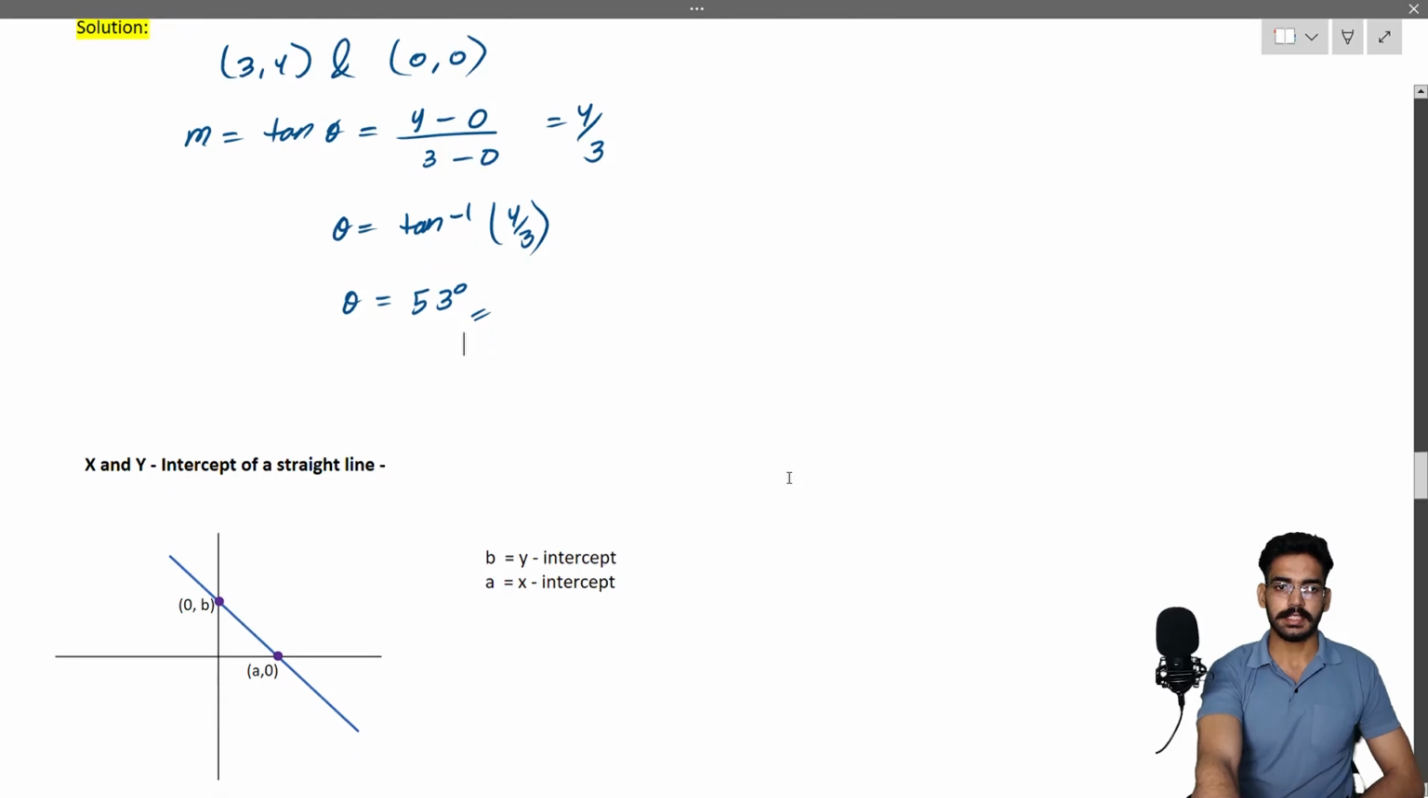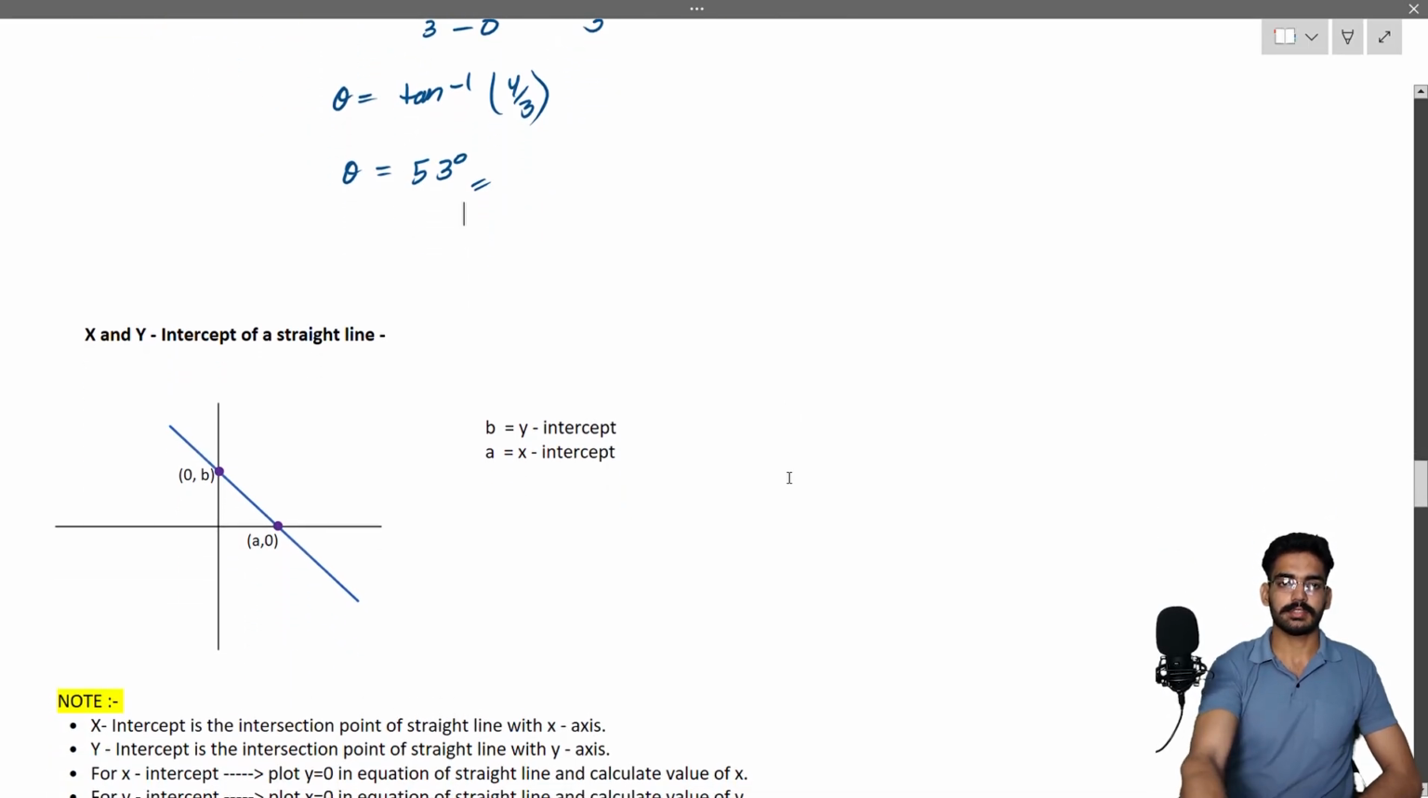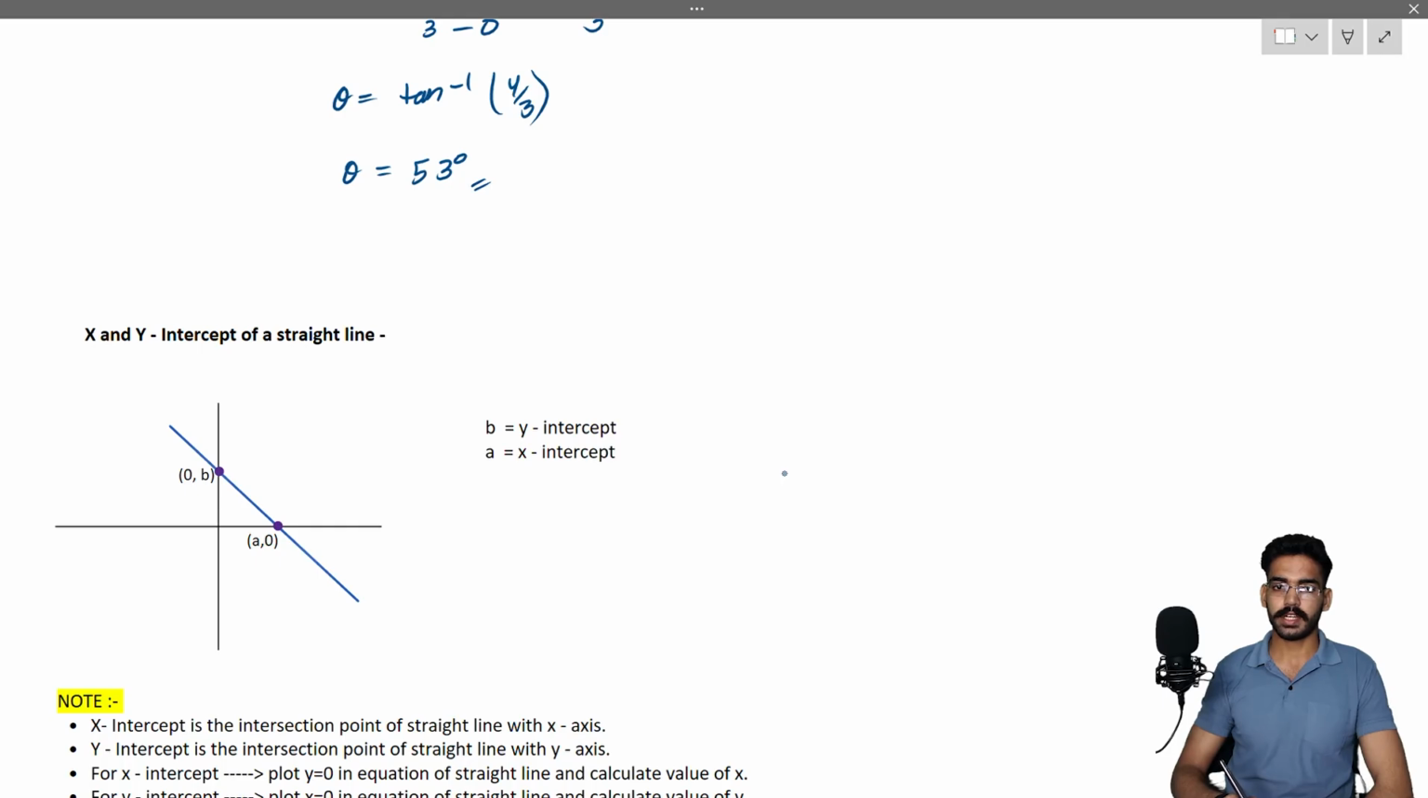Now let's see the next thing. What are we going to see? The x-intercept and y-intercept of a line. How do we find the x-intercept and y-intercept of any given line? Where the line is cutting the x-axis, that point we call the x-intercept, and wherever the line is cutting the y-axis, we call it the y-intercept.